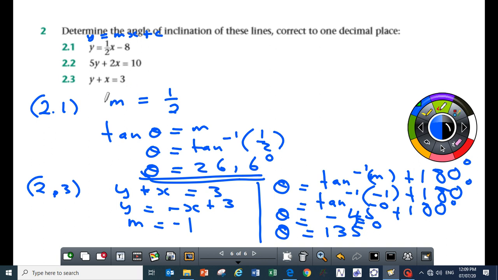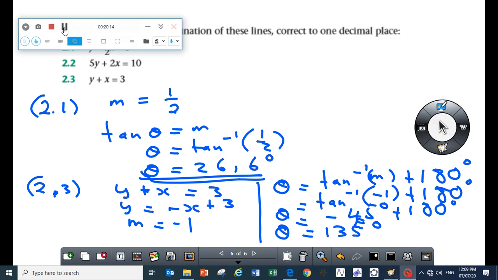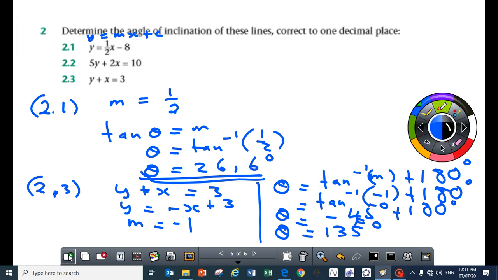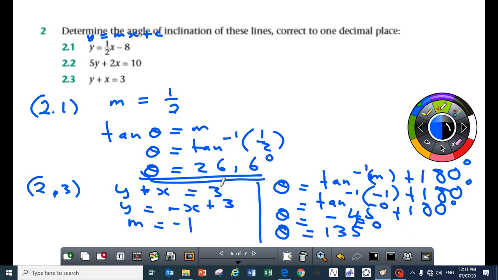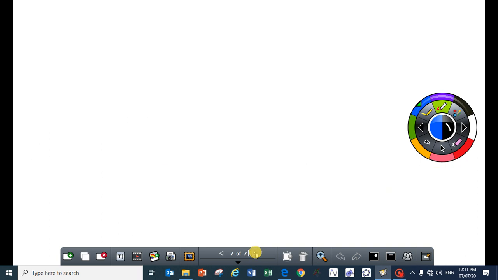If you don't have any question, then you can do 2.2 as a class exercise quickly. Just write class exercise in your books. So that's 5y plus 2x equal to 10.